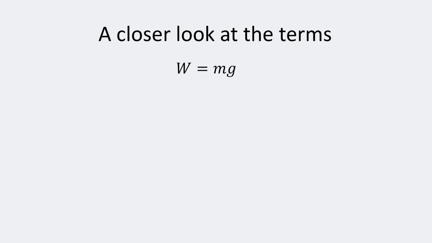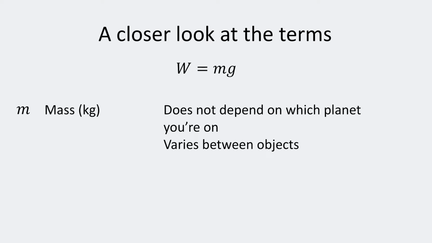If we take a closer look at the terms in this equation, weight equals mg, we have the quantity m, which is the mass of the object. This quantity, mass, does not depend on which planet you're on, and it can vary from object to object. Objects can have different masses.